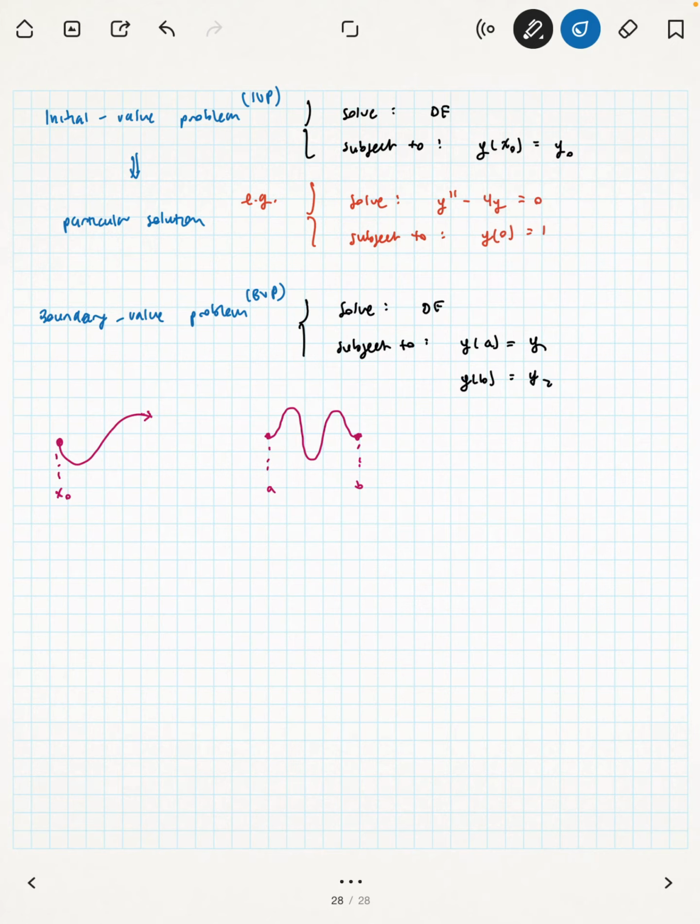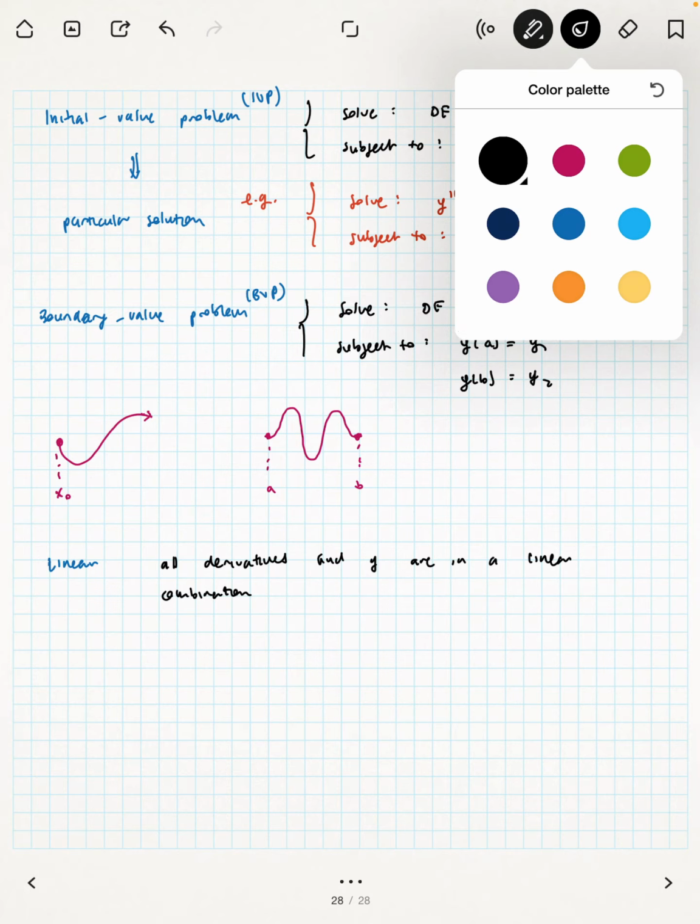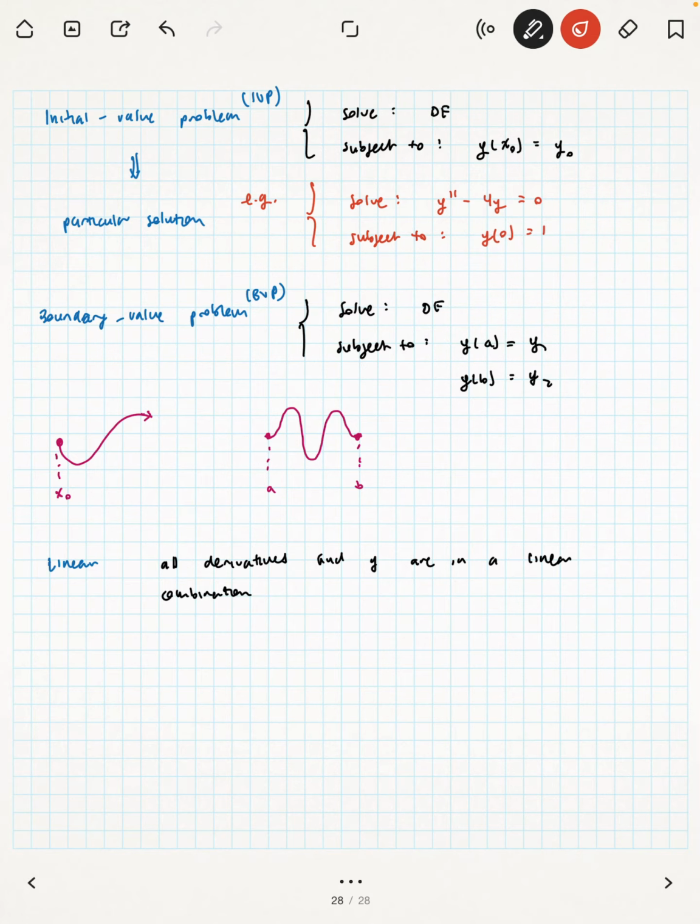Next, the last thing that we want to talk about here is you're going to hear the term linear, okay? And there are other subtypes of differential equations, but for now, we're just going to leave it at that. And a linear differential equation has all derivatives and y in what we call a linear combination. Again, something that you'll look ahead to in Math 410, linear algebra, and it'll make more sense then.